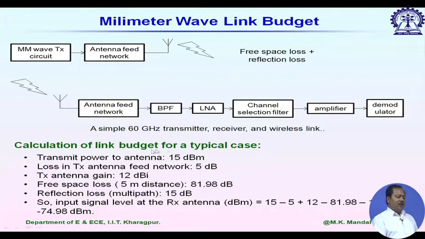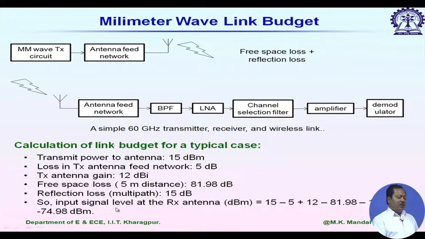So, some typical values are given for a 60 gigahertz system. Transmit power to the antenna is 15 dBm. Loss in the transmit antenna feed network is 5 dB, it is quite high. You see 3 dB represents 50% loss, and this is even more than that. Transmit antenna gain is 12 dBi, free space loss at 5 meter, considering n equal to 2, is 81.98 dB, and reflection loss due to multipath. So, due to multipath, we are subtracting some power which is given by 15 dB.